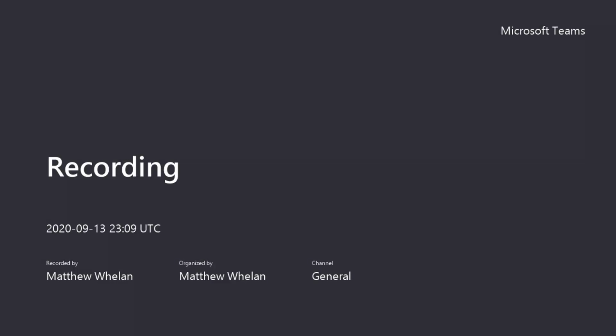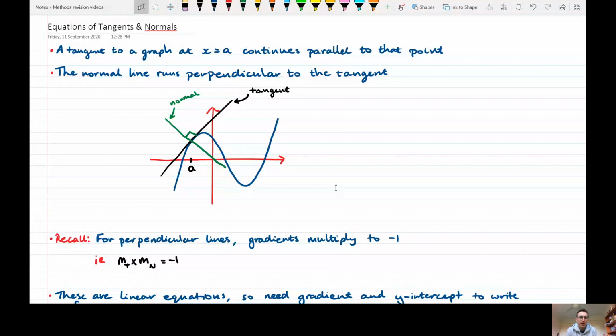In this video, we're going to look at how to find equations of tangents and normals. Essentially, we're just finding equations of straight lines, so it's just using our y equals mx plus c stuff. So let's remind ourselves what tangents and normals are, and then let's do that. So remember, the tangent to a graph at a particular x value continues parallel at that point.